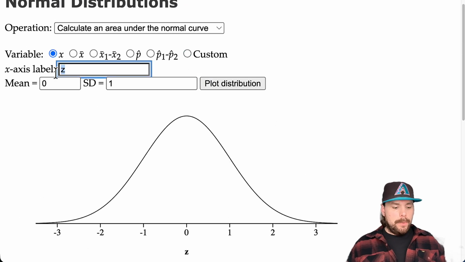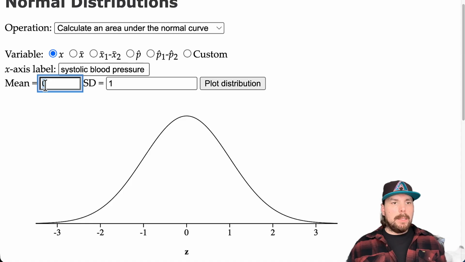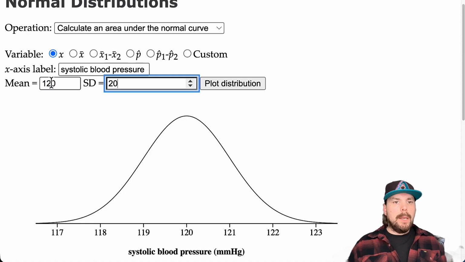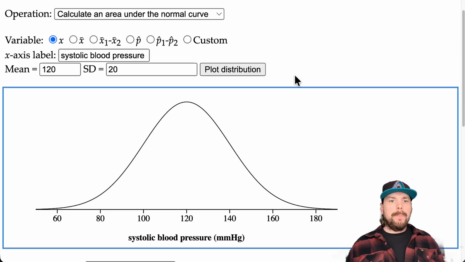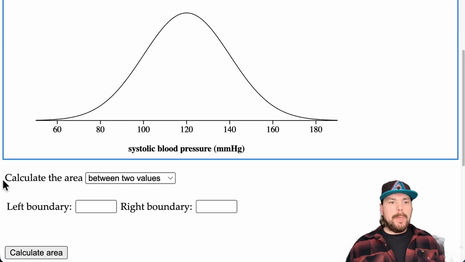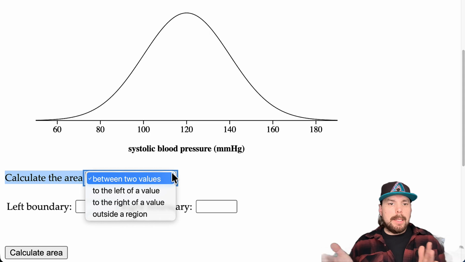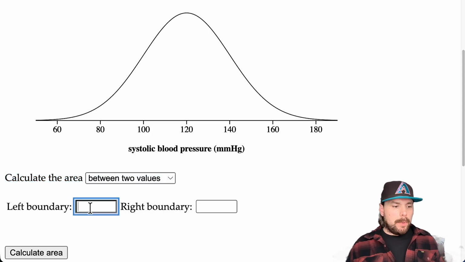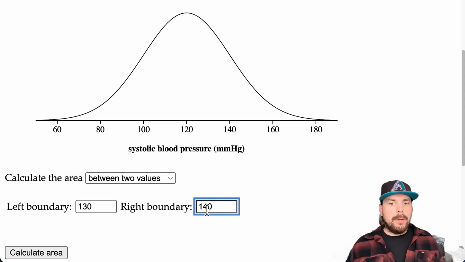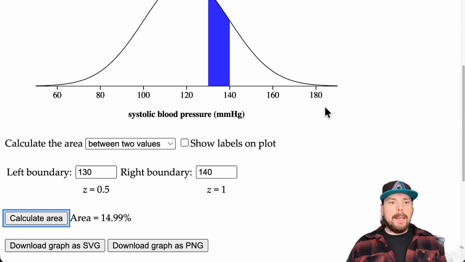So let's go back to that example of systolic blood pressure that was measured in millimeters of mercury, and the example I was using had a mean of 120 and a standard deviation of 20. To use this, we scroll down and we see options to calculate the area. We can select between two values. That would be finding a central area. It doesn't necessarily need to be centered, but between two values, for example, if I look at a blood pressure of 130 to 140, then I can calculate that area, 14.99%.